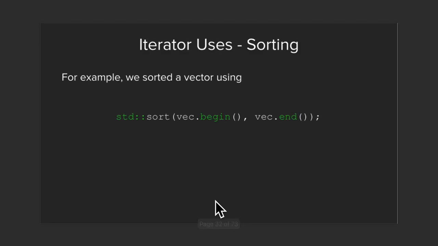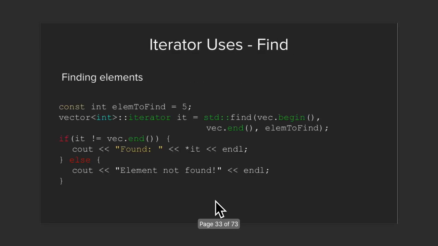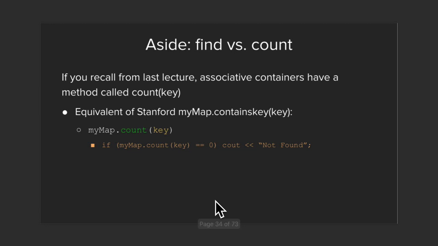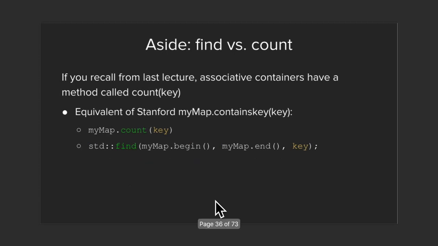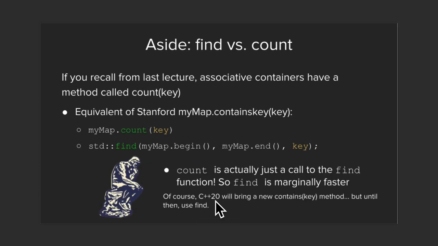As a brief review, you can go back to the slides. We now have seen two different ways of implementing contains key, one using count, one using find. And again, find is marginally faster. Of course, C++20 will bring its own function, so in a couple of years you will be using a new thing. But now you can tell all your friends that you know that find is faster than count.